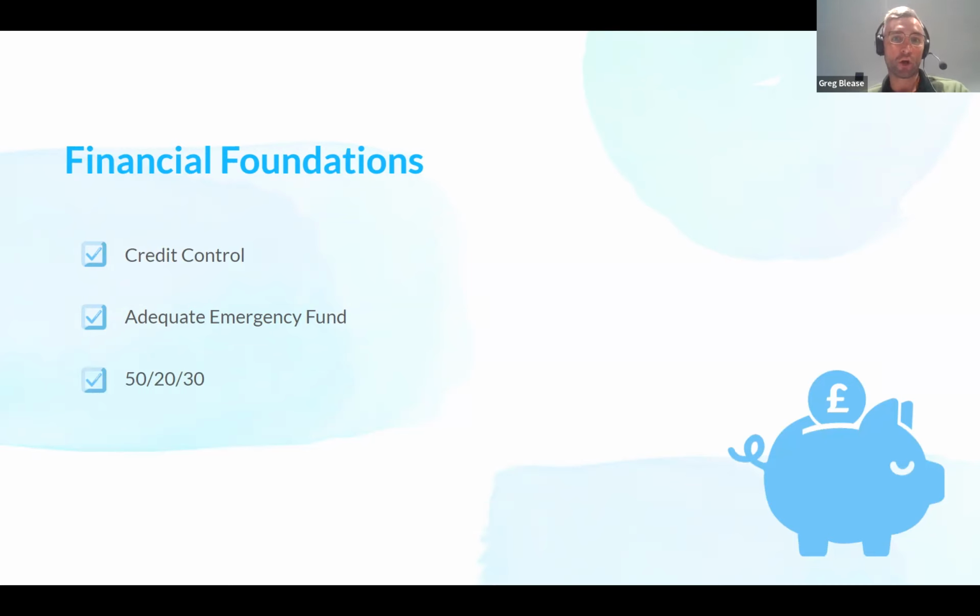I know Nick's spoken a lot about having a plan in place, and one really easy and simple plan that we can all implement immediately is called 50-20-30. Obviously, it's not tailored to you individually, so it might require some tweaking, but the basic principles are that you spend 50% of your monthly take-home pay on essentials, so your mortgage or your rent, transport, food, things like that.